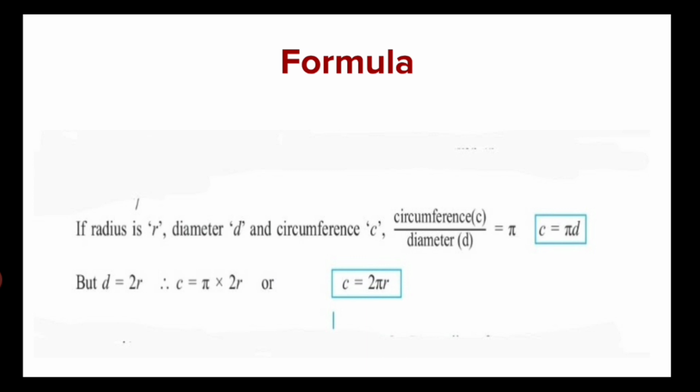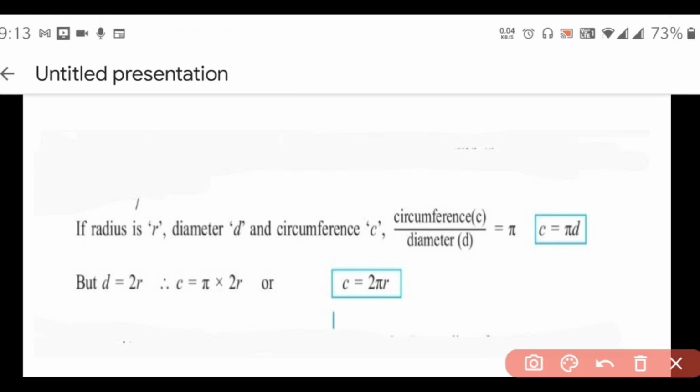So what is the formula? If radius is r, diameter d and circumference c, then circumference c upon diameter d is equal to pi. And c is equal to pi d is the first formula. When circumference and diameter are given, we will be using the formula c is equal to pi d. And when the circumference and radius are given, we will be using the formula c is equal to 2 pi r. So these are the two formulas which we are going to use to solve the sums.